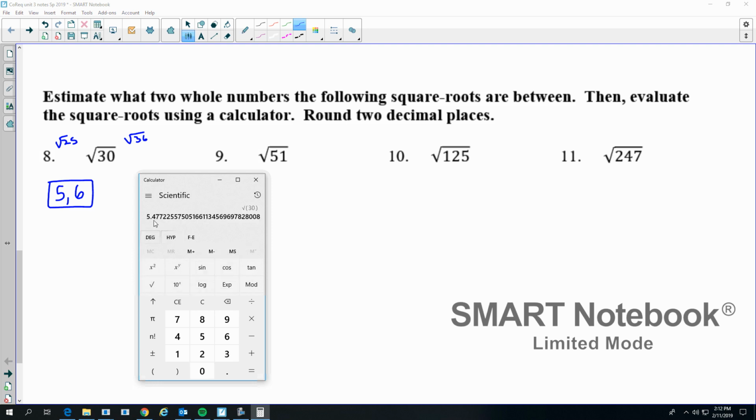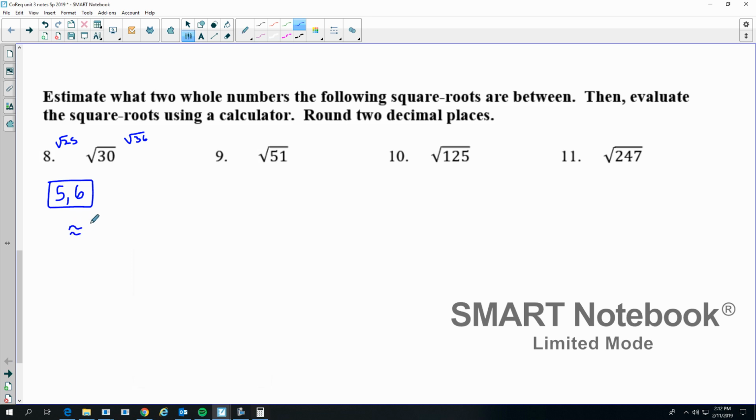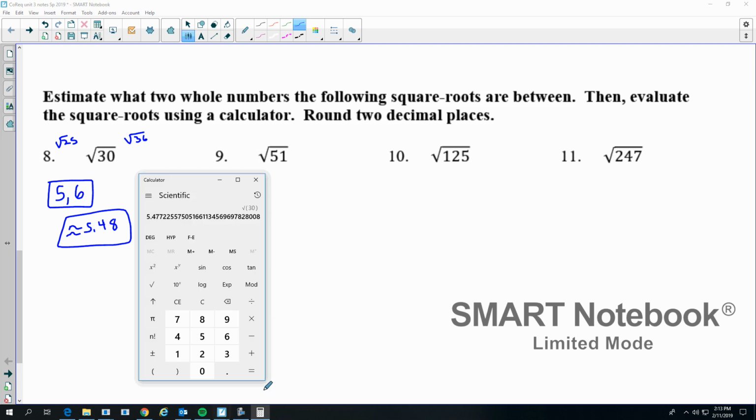So I get 5.47722, and so on. It says 2 decimal places, so I have to round it up to 5.48. So let me write that down and then we can talk about it. 5.48. Those little squiggly lines indicate that I'm estimating. Okay. So going back to my calculator, you'll see that right here I had 5.47, and if the number after your last decimal place that you're rounding to is 5 or higher, you have to round that last decimal spot up. We'll see one where I don't round up in a second, but this one I had to round up to 0.48.